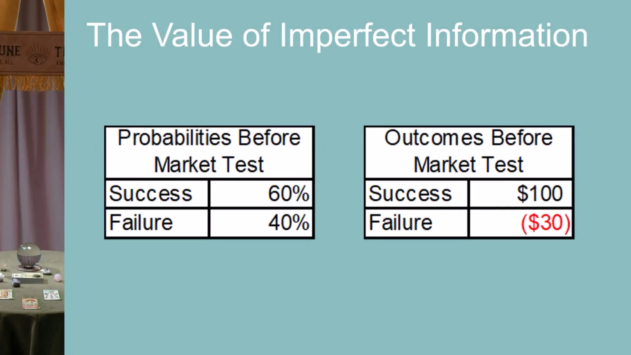Let's return to our example of deciding whether to roll out a new product. The table on the left has the probabilities of success before the market test. The table on the right lists the projected outcomes before the market test. We have the opportunity to do market testing. Of course, market test information is not perfect. However, it may help us decide whether to roll out the new product. How much would we be willing to pay for the market test information?